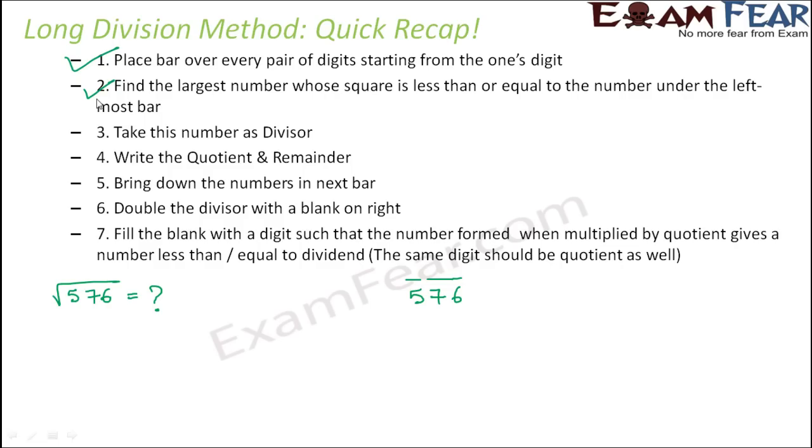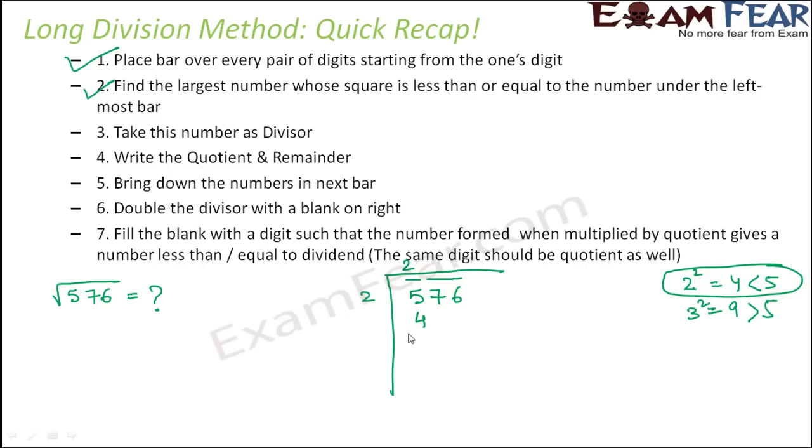Next step is find the largest number whose square is less than or equal to the number under the leftmost bar. Okay. So let's make the arrangement. So the first number that we have under the bar is 5. So which is that number? Let's start from 2 square is 4. So 4 is less than 5. 3 square is 9, 9 is greater than 5. So this is the appropriate value for us. So 2 would be in the divisor place. So 2 into 2 is equal to 4.